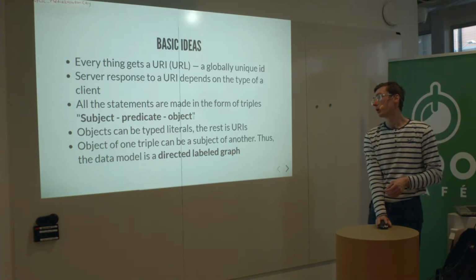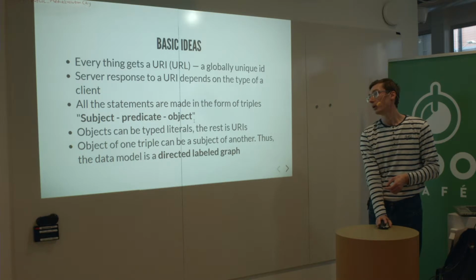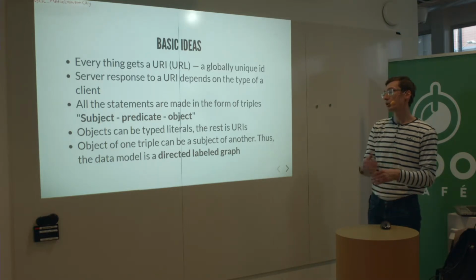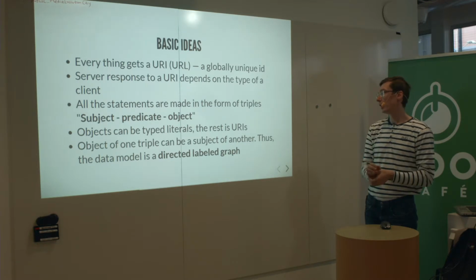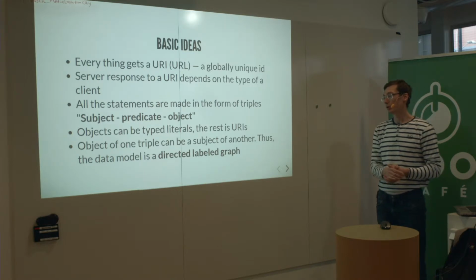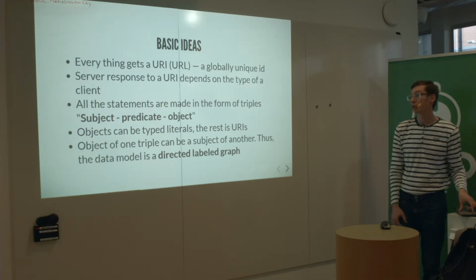So these ones, they can be literals or URLs, and these two, they have to be URLs. And then, of course, one statement's object can be the subject of another statement, which means that you can chain them together and spread out. So effectively, this data model becomes what is called a directed labeled graph. So it's like a network. It's a graph. That's what distinguishes it from tables of relational databases.